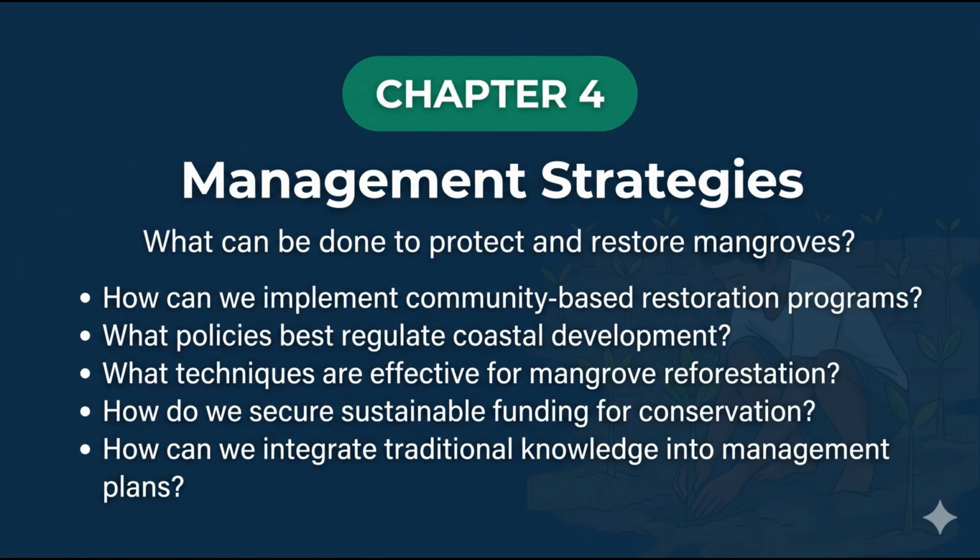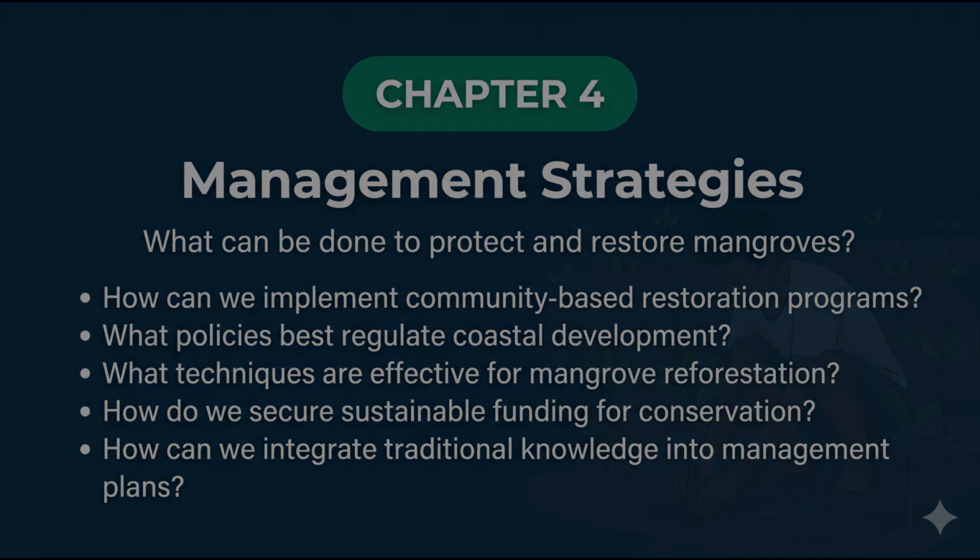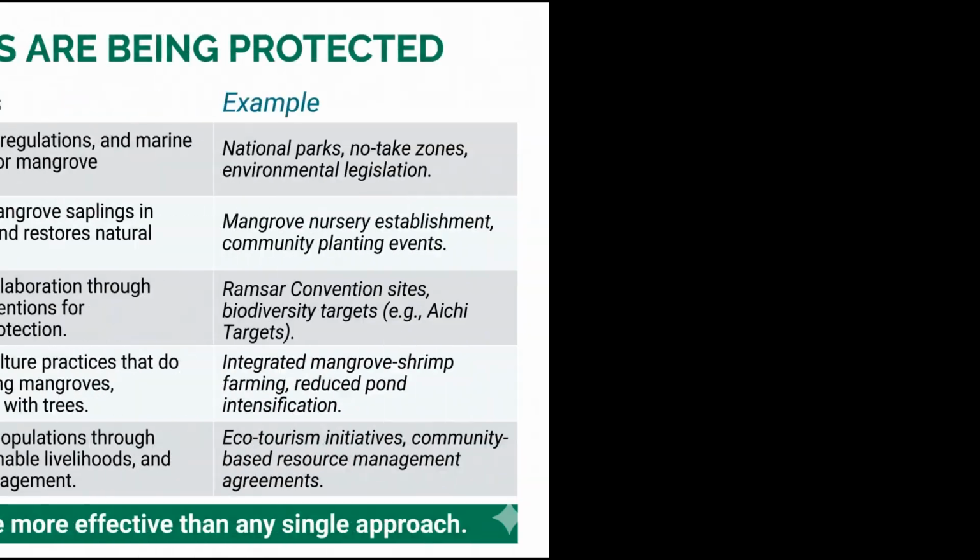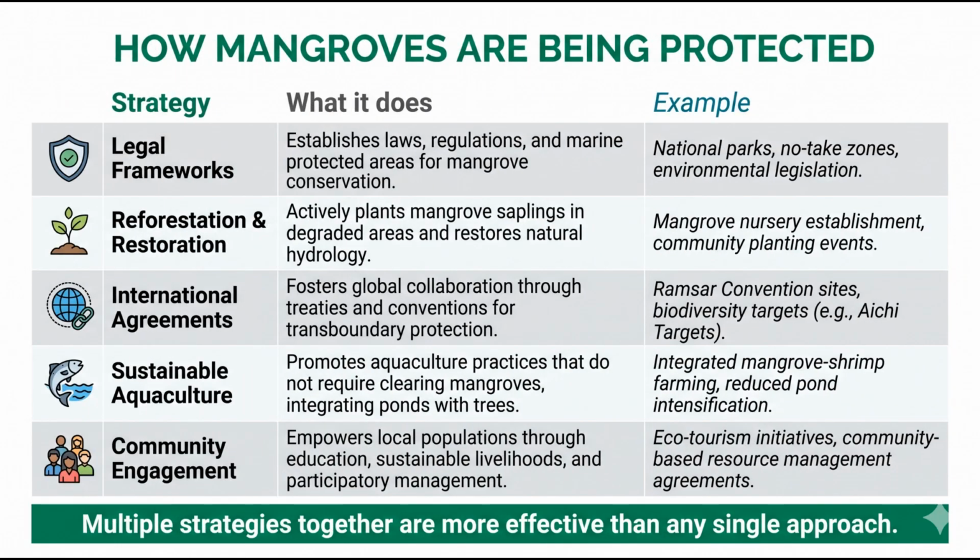Chapter 4. Management strategies. What can be done? Several approaches have been used, with different levels of effectiveness. 5 strategies. Legal protection, the strongest tool available. Designating mangroves as nature reserves under national law, like Singapore's Parks and Trees Act, prohibits development within the boundary. It stops loss at the source.